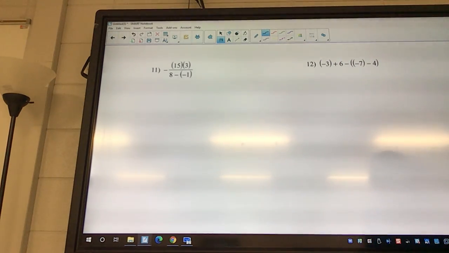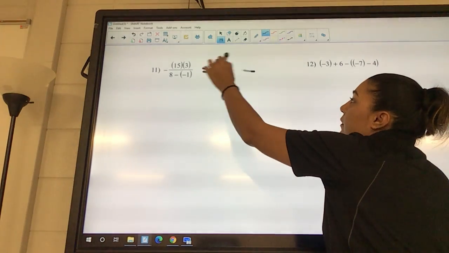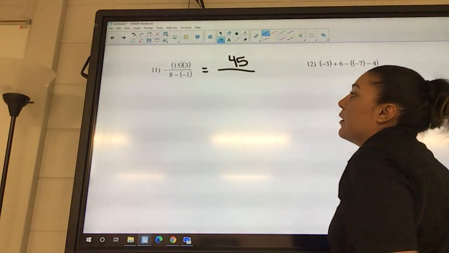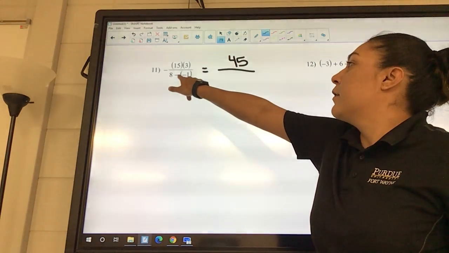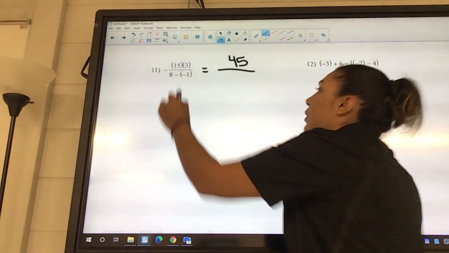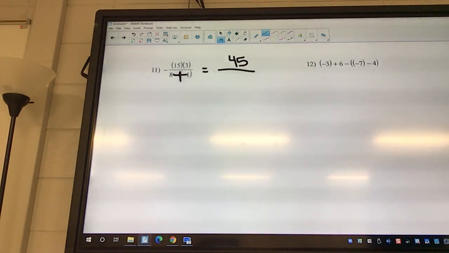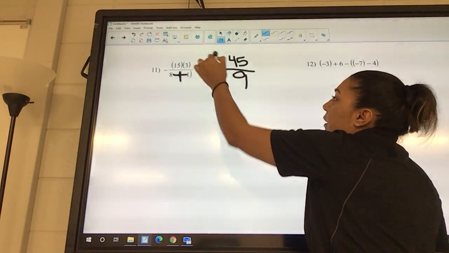We can do the parentheses first. So I'm going to have 15 times 3 is 45. Okay, what's this minus going to make? Well, it's going to make a plus. Okay, and so I got 8 plus 1 on the bottom, so it's going to be 9. And I still have a negative over here.